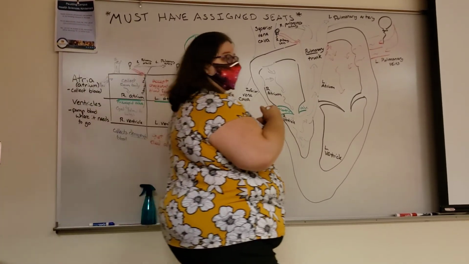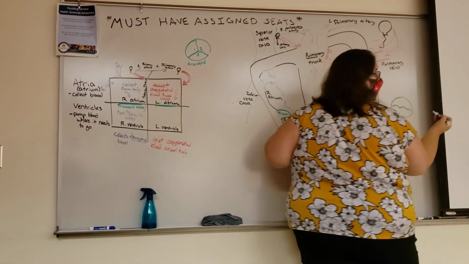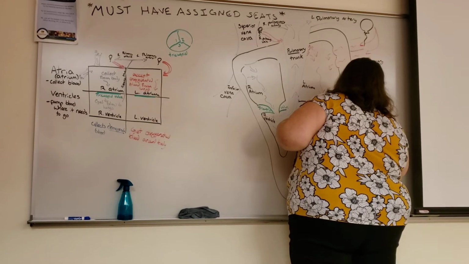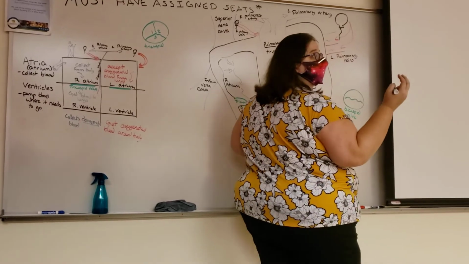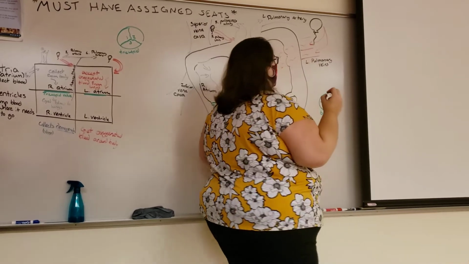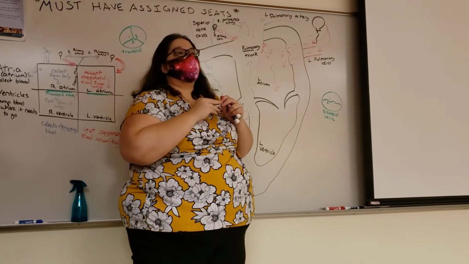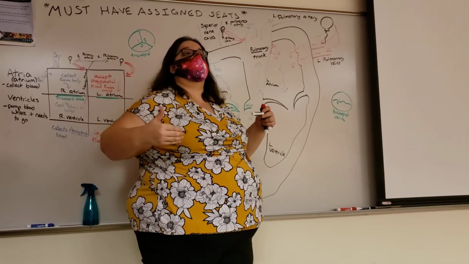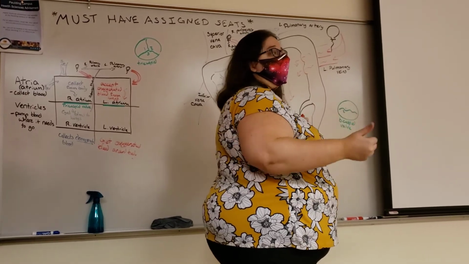This valve over here, when you're looking down on it, it only has two cusps, or two flaps on it, right? So its fancy term is the bicuspid valve, because bi means two, like a bicycle has two wheels. So you have two cusps on your bicuspid valve, right? But everybody knows what you're talking about when you say bicuspid valve. Normally when you're talking to a patient, the doctor will call it your mitral valve, right? They are the exact same thing.